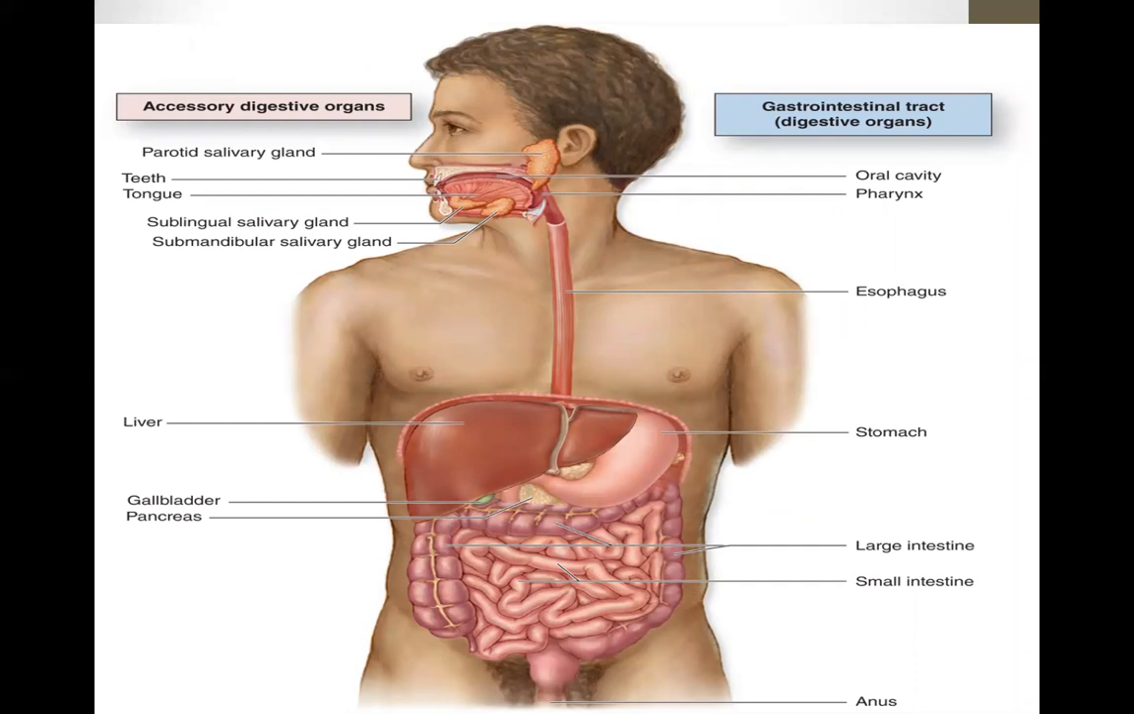But for the digestive organs or GI tract, it begins at the oral cavity, down to your pharynx, your esophagus, your stomach, your small and large intestine, and down to your rectum. Okay, so let's first discuss the gastrointestinal tract. It begins with the oral cavity.